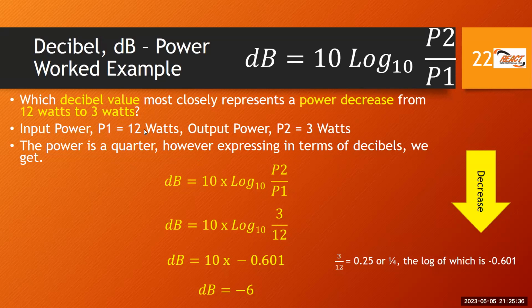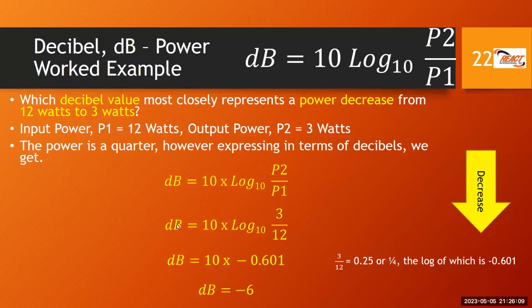So the input power is 12 watts, and we're ending up with an output power of 3 watts. So that's a power reduction. The power is actually a quarter we're ending up with. But we want to calculate dBs. So we use our trusty formula. dB is equal to 10 multiplied by the log of the output power over the input power. What is our output power and input power? Well, 3 and 12 respectively. So we substitute into the equation those numbers. That's how we get 3 over 12. 3 is the output power, 12 is the input power.